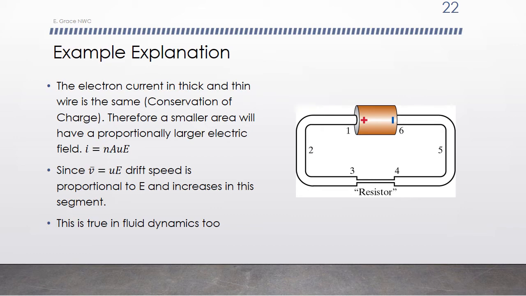So the electron current in thick and thin wires is the same because of conservation of charge, and therefore a smaller area will have a proportionally larger electric field. And since the drift speed is related to the electric field, then the electric field increases in this segment. And as I've already said, the same concept holds for understanding fluid dynamics as well.